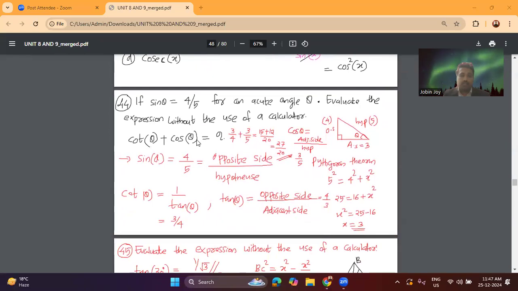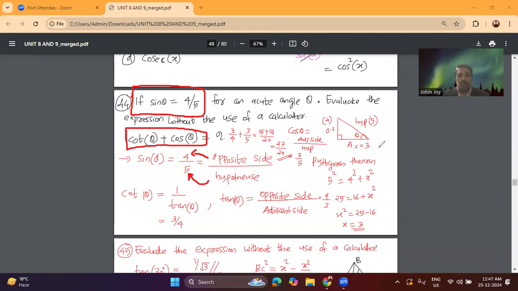Then question number 44. If sine theta is equal to 4 by 5, evaluate the expression cot theta plus cos theta. So we know that sine theta is equal to opposite side divided by hypotenuse. So the ratio is given 4 by 5. That means opposite side is 4 and hypotenuse is 5.